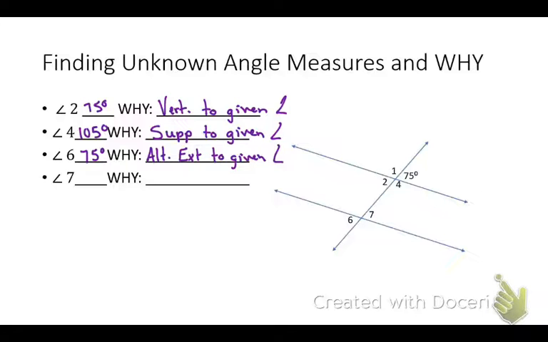Not vertical, but corresponding. It corresponds with angle 2. It's in the same location as angle 2, which was also 75. All right, Daniel, what'd you get for angle 7? 75 degrees. All right, 75, and why? All right, vertical to angle 6. Very good. Is there another reason why 7 is 75 degrees? Corresponds with given angle. Yep, it corresponds with the given angle.